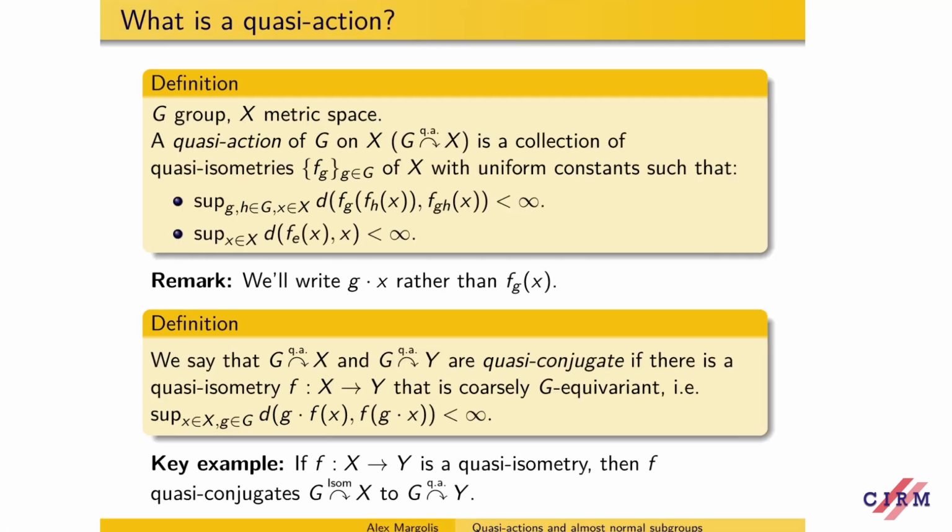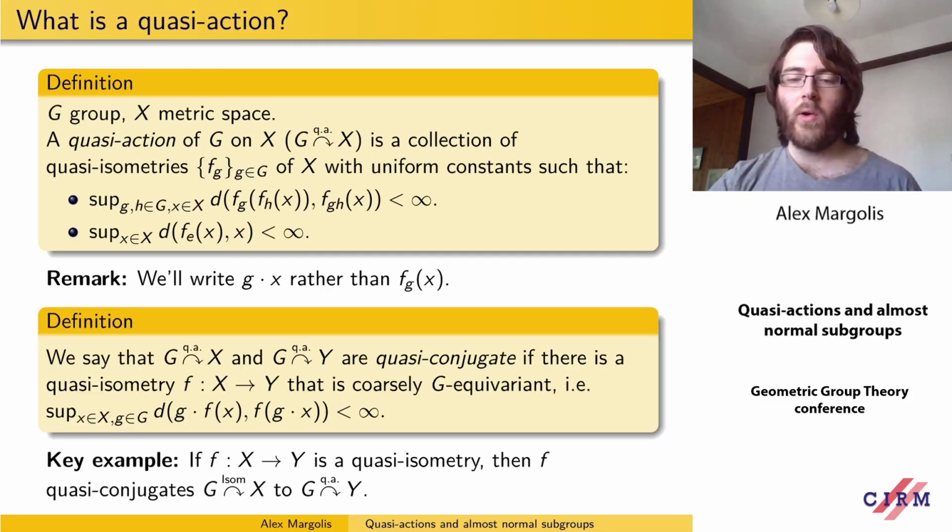And if we have two quasi-actions of G on X and Y, we say that they're quasi-conjugate if there's a quasi-isometry from X to Y, which is equivariant with respect to these quasi-actions up to some uniform error. So if this inequality holds.